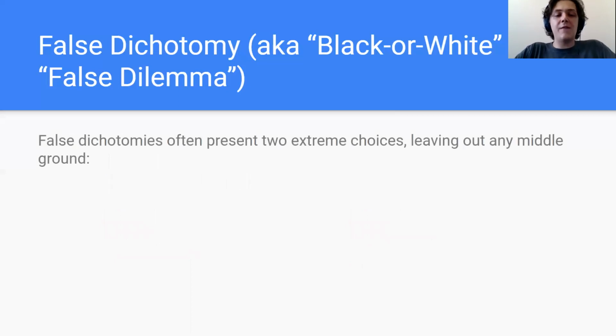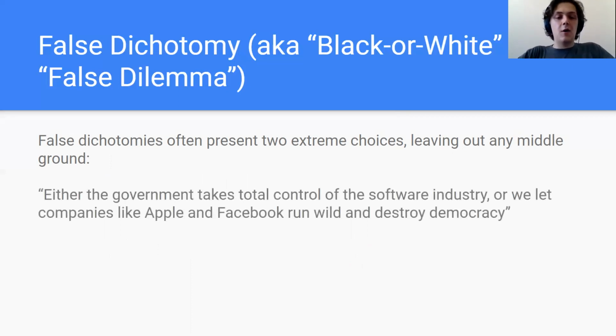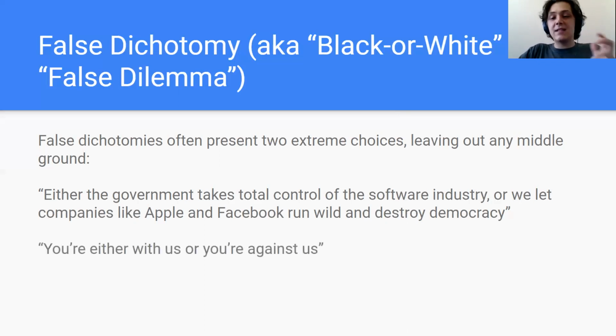So false dichotomies often present two extreme choices. That's a lot of the time how they work, and that's why it's called the black or white fallacy. It avoids all the gray, it ignores all the shades of gray, all the nuance in the middle, and just looks at the black and white extremes. So, for example: either the government takes total control of the software industry, or we let companies like Apple and Facebook run wild and destroy democracy. And that's not true. There is a third option.